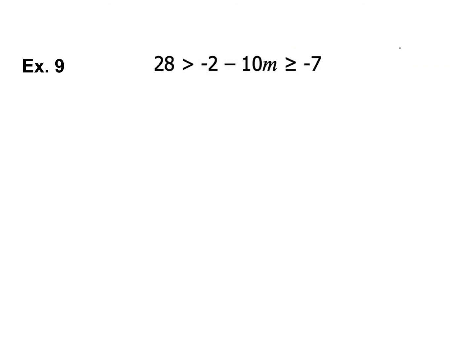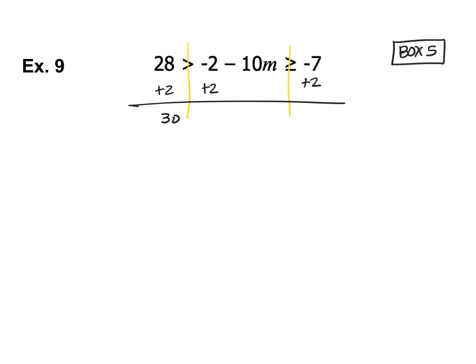Let's go to box number 5. Same thing, we have 3 different sections. So let's start off by adding 2 to all 3 sections. And I have 30 is greater than negative 10m, which is greater than or equal to negative 5. Then I'm going to divide all 3 sections by negative 10. And I have negative 3 is greater than m, which is greater than or equal to 0.5.